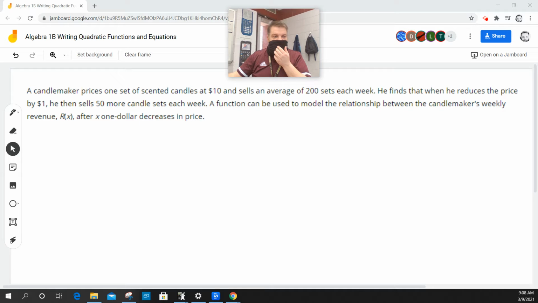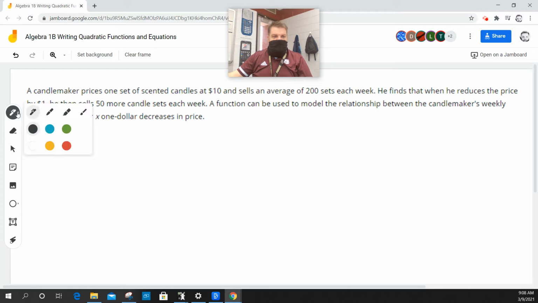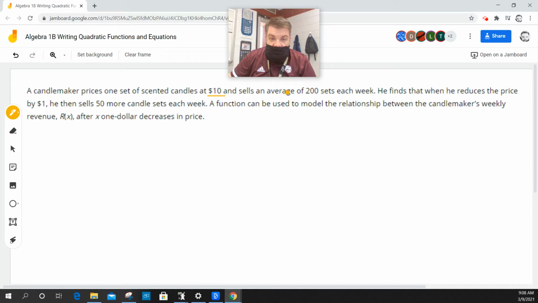All right, so now on this next one, it says that a candle maker prices scented candles at $10 and sells an average of 200 sets each week. He finds that if he reduces the price by $1, he sells 50 more candles. We need to do a function where R of X is the revenue and X are the $1 decreases.